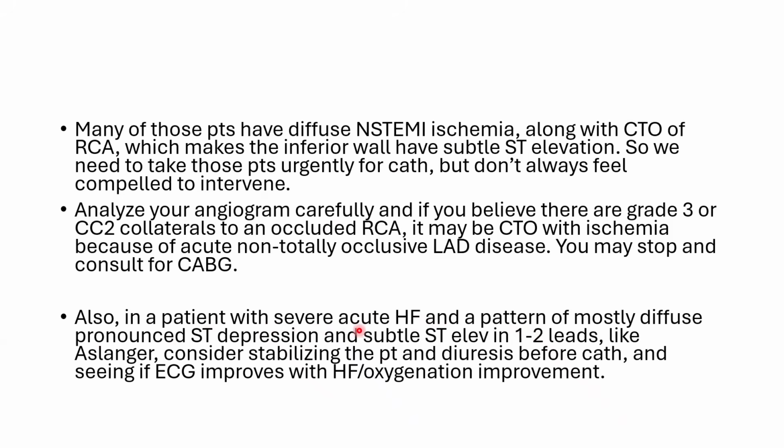Also, in a patient with severe acute decompensated pulmonary edema and a pattern of mostly diffuse pronounced ST depression and subtle ST elevation in 1 or 2 leads, like that Aslanger pattern, consider stabilizing the patient and diuresing him before cath and seeing if the EKG improves with heart failure and oxygenation improvement. Do not feel even compelled to take him super emergently.